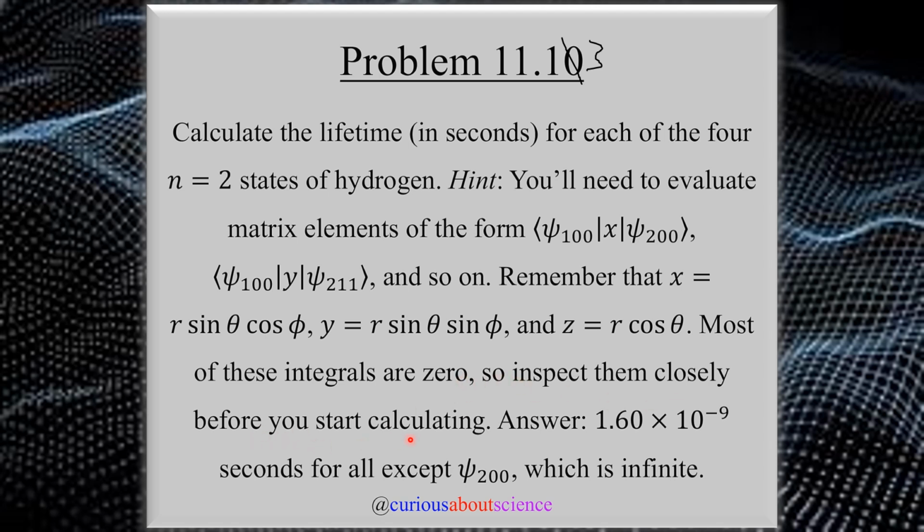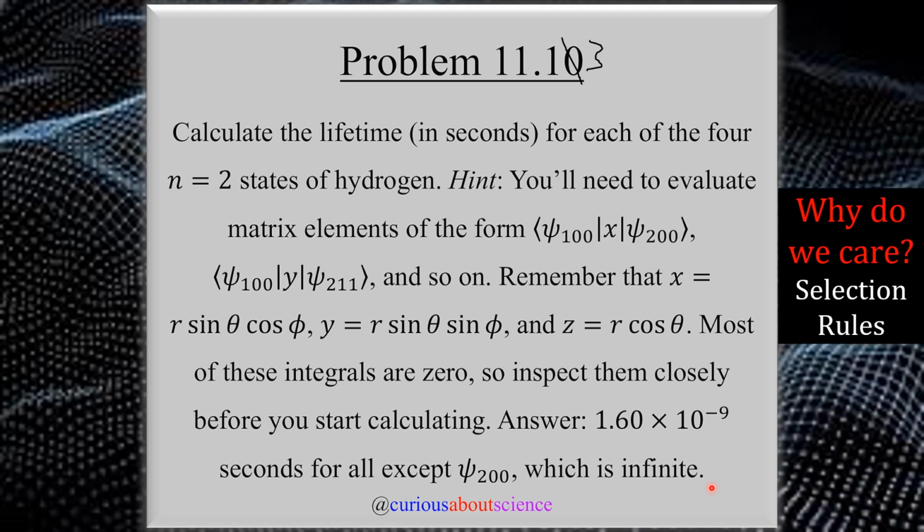You should be having flashbacks to 11.2 right now. The answer they provide is about 1.60 times 10 to the negative 9 seconds for all except 200, which is infinite. A lot is going on here, but this is pretty straightforward, just a little messy. The reason we care is that all these integrals going to zero is about the selection rules that we will see shortly.